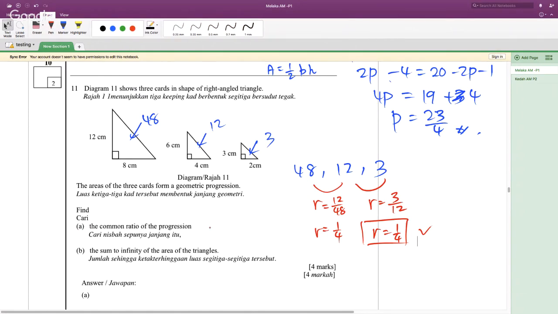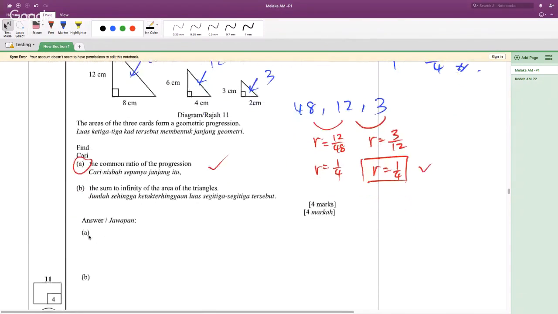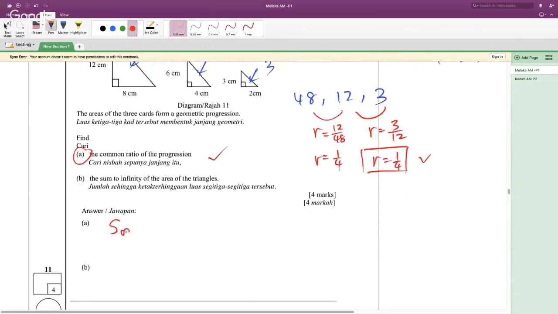Okay, the question asks you to find the common ratio, which I already did here. Then the next thing they ask you to do is the sum to infinity. The sum to infinity is just a formula: a over 1 minus r. In this case, I know my a is just 48, and my r is just 1 over 4. So this is just 48 over 3 over 4. You can just simplify, you will get 16. 16 times 4 is 64. Okay, I guess this is the sum to infinity.